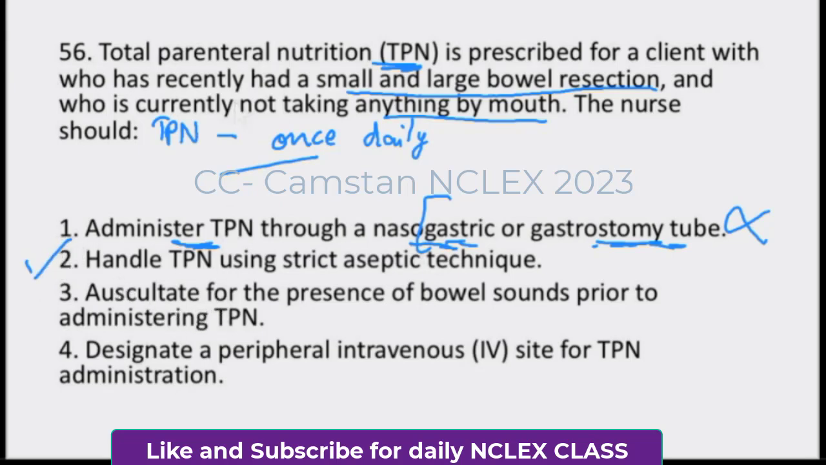Third is auscultate for the presence of bowel sounds prior to administering TPN. There is no specific need to auscultate for bowel sounds. It is not specifically needed. Fourth is designate a peripheral intravenous site for TPN administration. Well, because the TPN is a hypertonic liquid, as I already mentioned, it must be administered through a central venous access and not through a peripheral IV line. So this option is not right. So the correct option out of the four is the second one, that is handle TPN using strict aseptic technique.